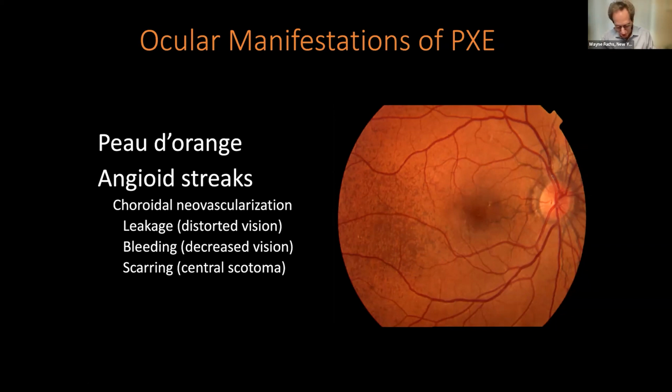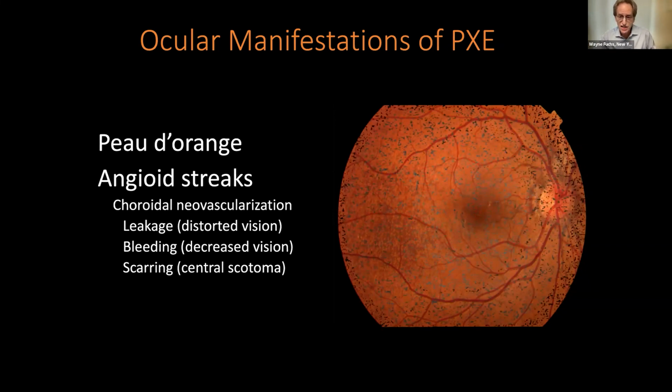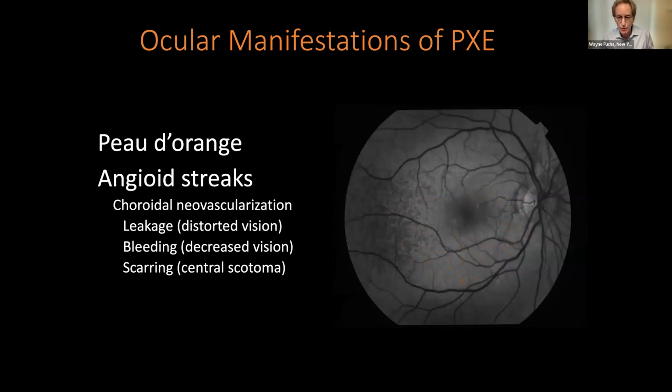I don't like the plucked chicken skin thing either. This is the most common finding in PXE, affecting 96% of patients, and is the most apparent in the first 4 decades of life. It is easily seen in both color and red-free photography.